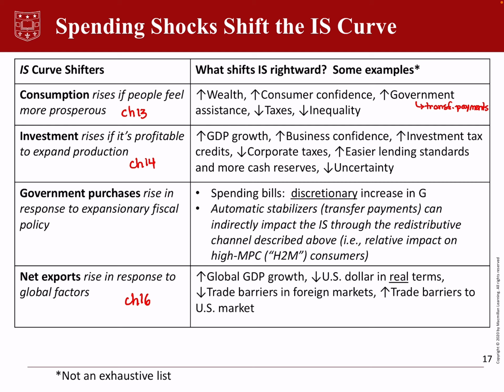For investment expenditures, again, in chapter 14, we talked about all the things that shift investment: GDP growth, confidence, tax credits, all of these kinds of things. We don't need to restate them here. For government expenditures, for G, when there are discretionary changes, like the government decides to buy more planes or build more roads, then that's clearly an increase in government expenditures.